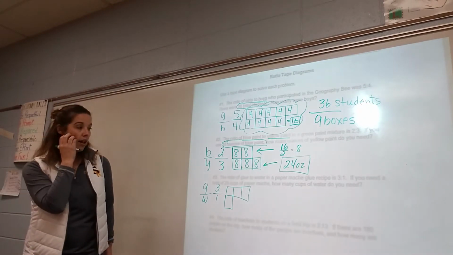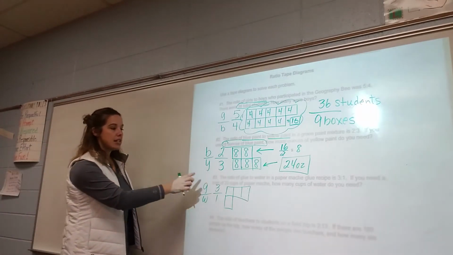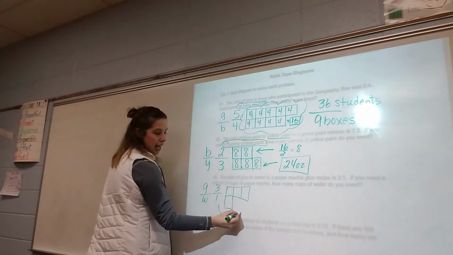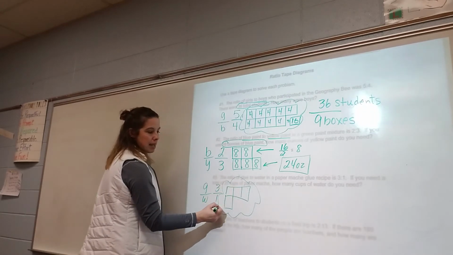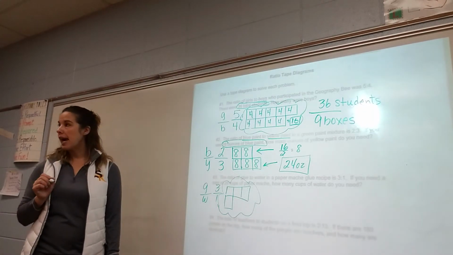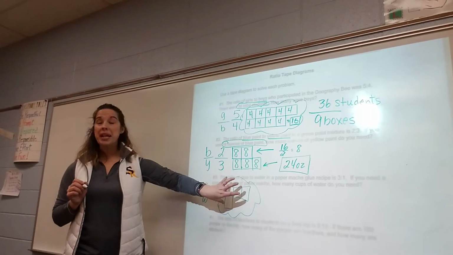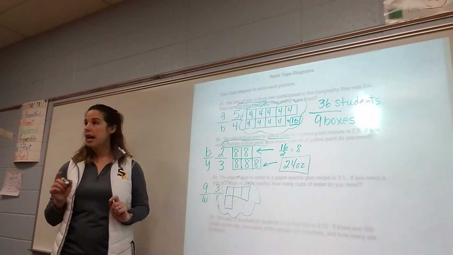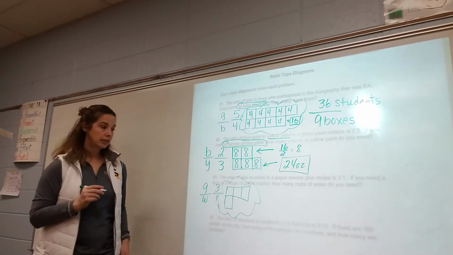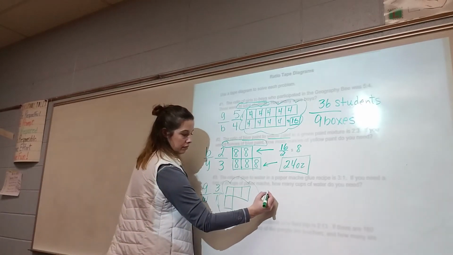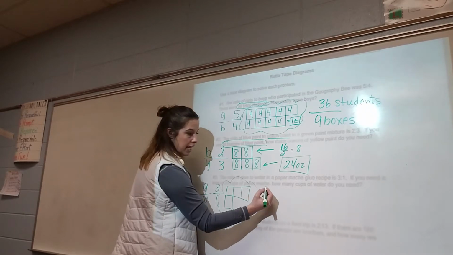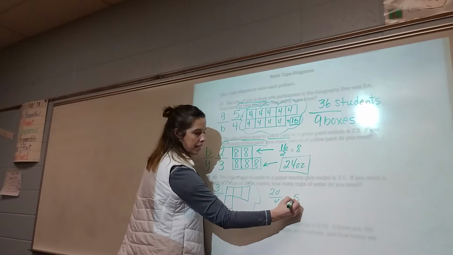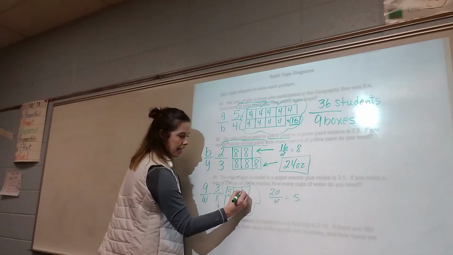Now, it says if you need a total of 20 cups of paper mache. So this entire ratio here represents paper mache. So total, we need 20. How many goes in each box? 5. How did you get 5? 5 times 4 is 20. Because we know if we take 20 divided by our 4 boxes, we get 5. So there's 5 in every box. Good job, Kim.